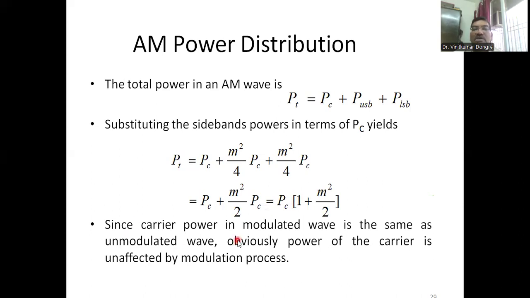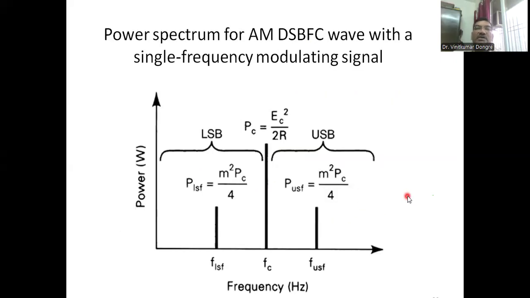Since the carrier power in the modulated wave is the same as in the unmodulated wave, obviously the power of the carrier is unaffected by the modulation process. If you put this as the total power, the total power can be calculated by this equation. Now we will go further.